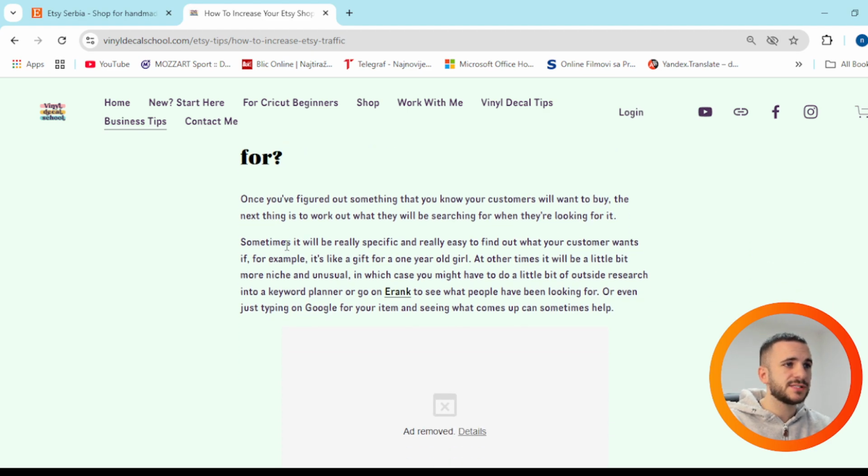Well, once you figure out something that you know your customers will want to buy, the next thing is to work out what they will be searching for when they are looking for it. Sometimes it will be really specific and really easy to find out what your customer wants, for example, a gift for a 1-year-old girl. At other times it will be a little bit more niche and unusual, in which case you might have to do a little bit of outside research in a keyword planner, or go to eRank to see what people have been looking for, or even just type your item into Google and see what comes up.